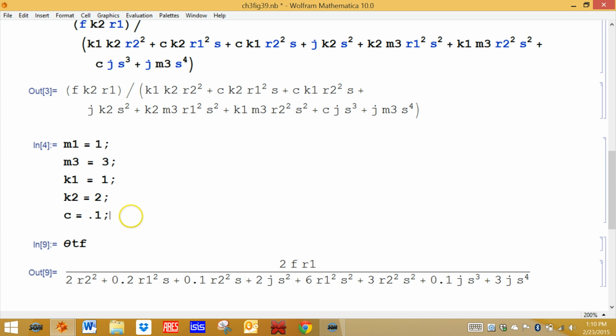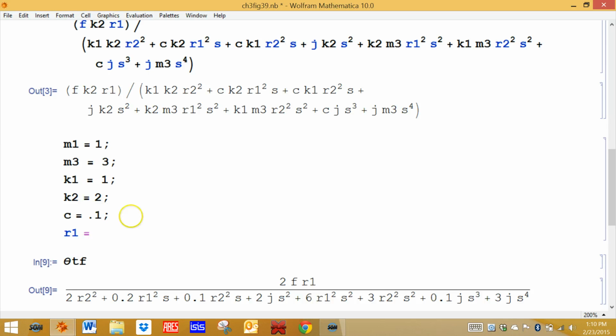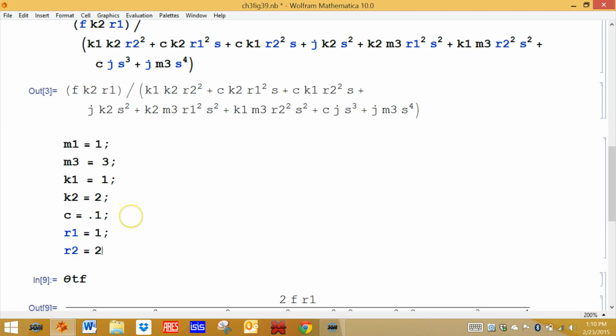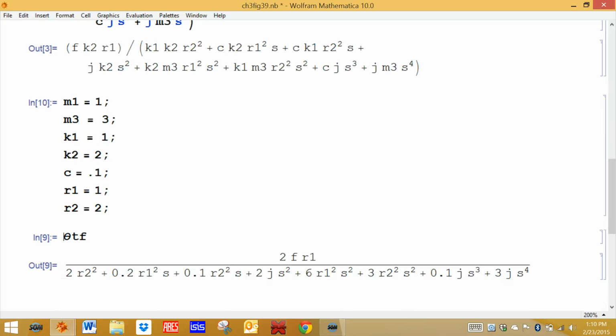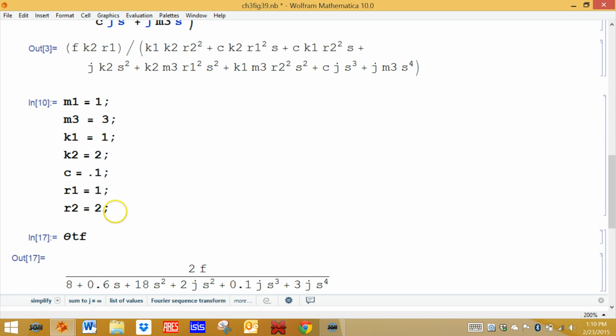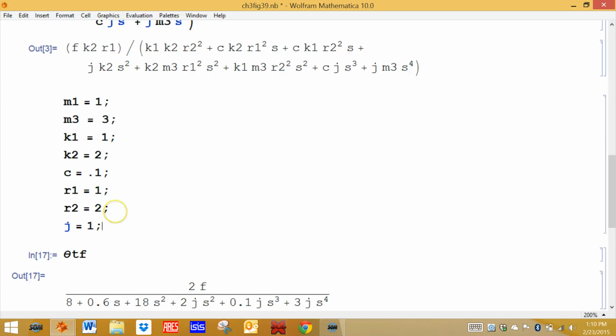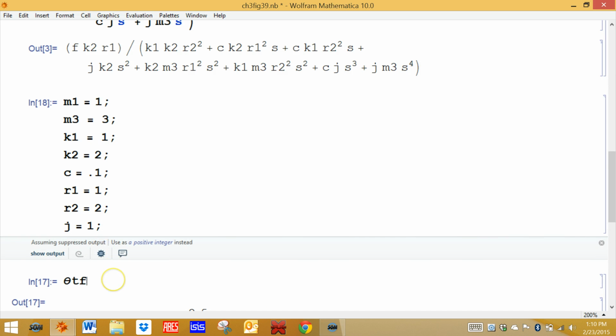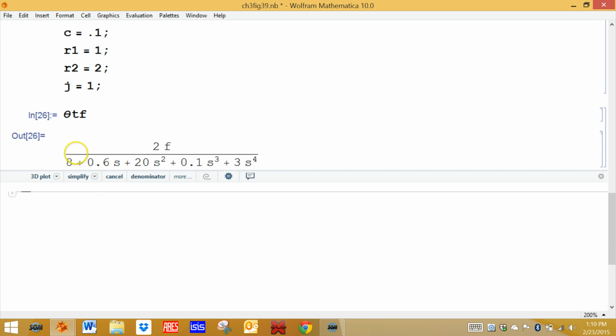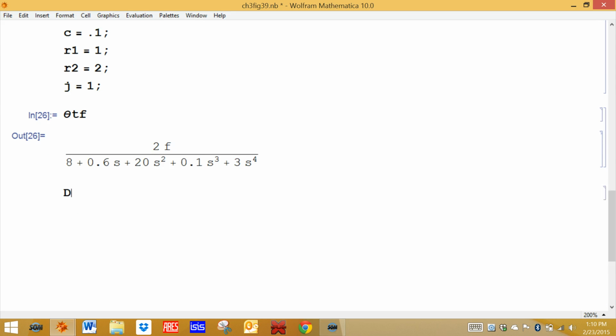Okay, I need the R's. Okay, almost there. Okay, so I have a transfer function. What I'm going to do is what I did earlier. I'm going to find the denominator of the transfer function, set the denominator equal to 0, and then solve it for s.